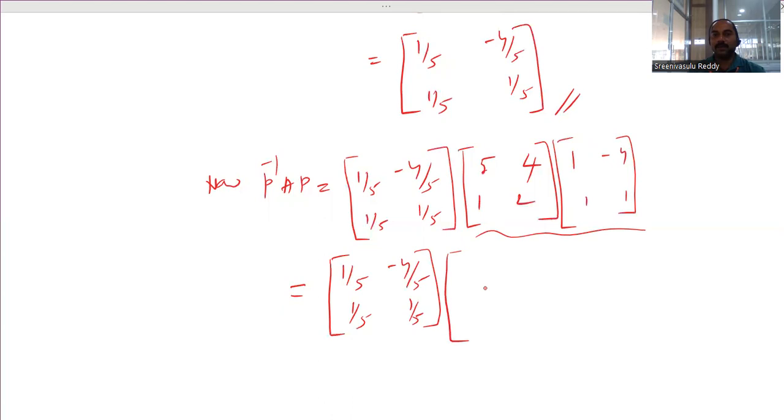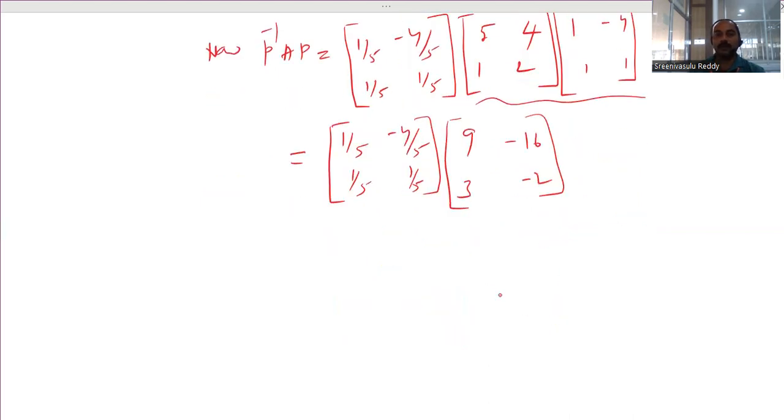So now here I am taking 5 plus 4, 9. Directly I am taking, because our intention is not the multiplication process. Minus 20 plus 4, that equals minus 16. Here 1 plus 2, 3. Here minus 4 plus 2, minus 2.